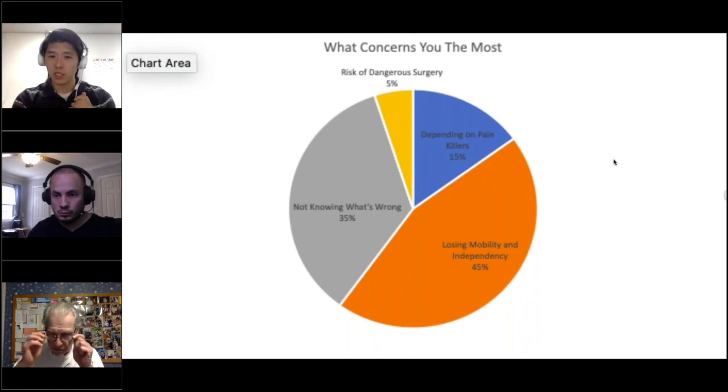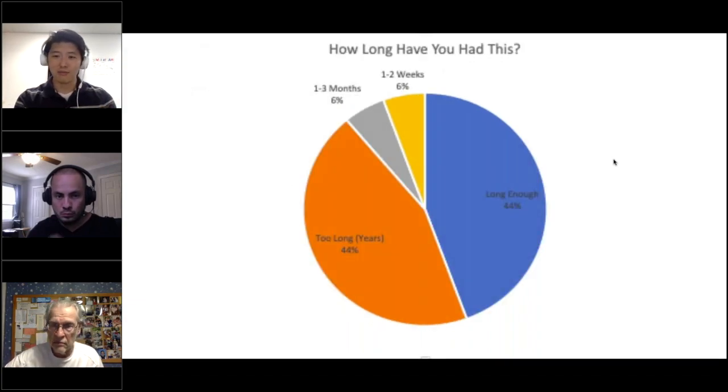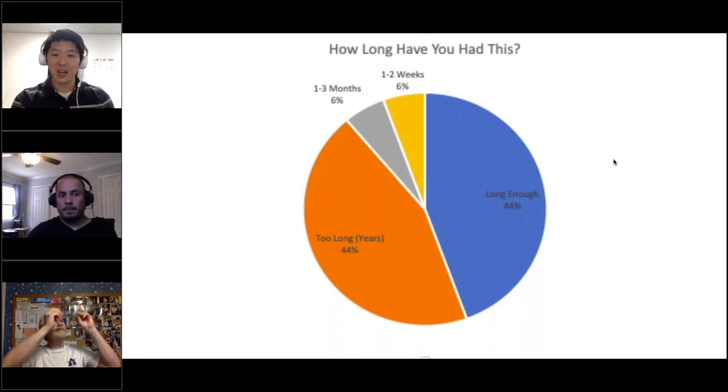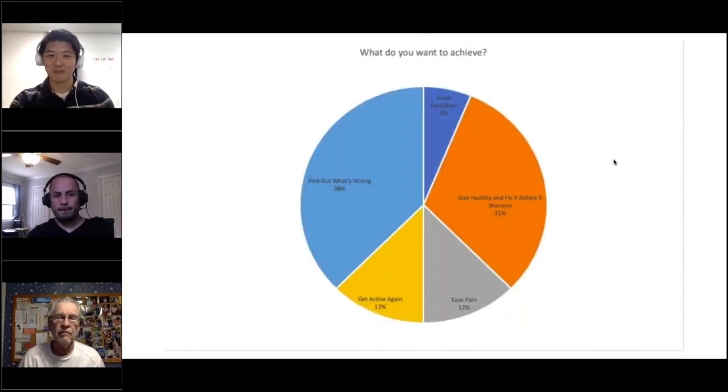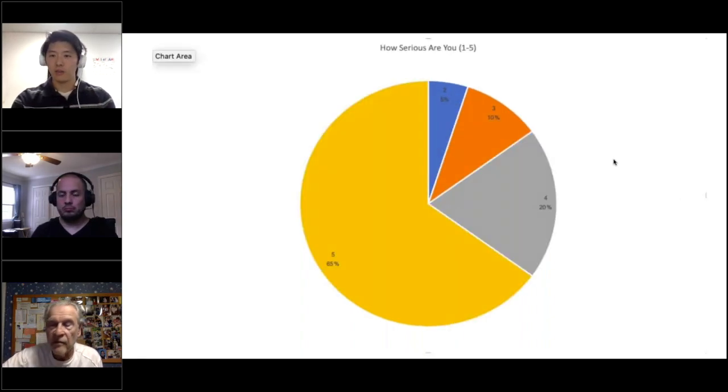One concern was the risk of dangerous surgeries, and a couple of people don't want to depend on painkillers, because you can get away from pain by taking painkillers. How long have you had this? A majority of you have had it for too long or long enough, so hopefully you get something out of this. And what do you want to achieve? Most of you want to find out what's wrong, right? That's mostly based on individual assessment, but you'll see some patterns today. Others want to get active again, ease pain, and most of you just want to stay healthy and fix it before it worsens, which is one of the best things to do, right?